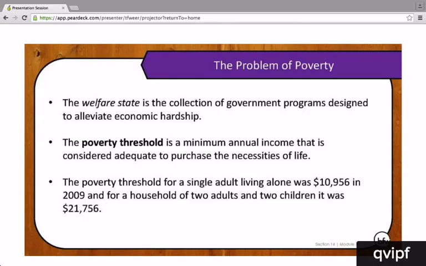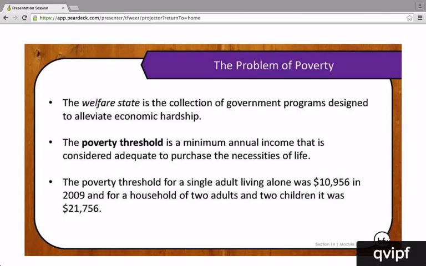So, for example, back in 2009, if you were a single adult living alone, if you made $10,956 a year or less, you were considered officially poor by the government. The more people you have in your household to support, the more income you have to have. So the cutoff level to be in the poverty group is higher the more people you have. So for example, for a household of 2 adults and 2 children, 4 people in that household, the poverty line is higher. If you made $21,756 or less in 2009, you are considered officially poor.